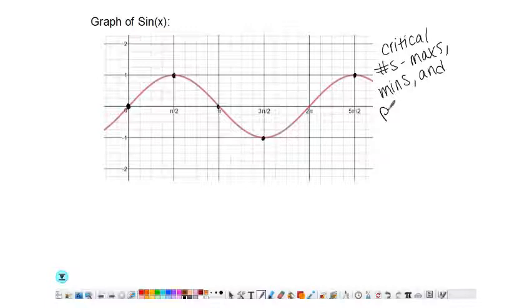So our critical numbers are the maximums, the minimums, and the points in the middle. Those are our critical points that I just highlighted in black. Something else you want to take note of for sine and cosine graphs is that because they're symmetrical, they have something called a midline. Right now for a normal sine graph, our midline is on top of the x-axis. It's directly in the middle of our graph.